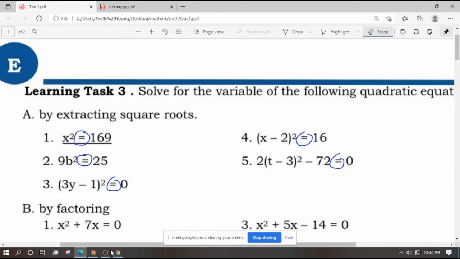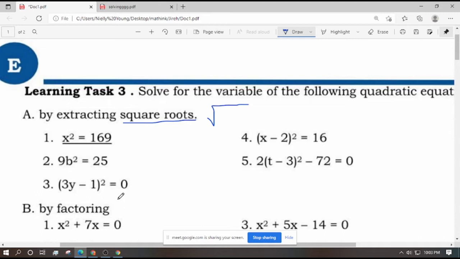So let us solve now the variable for the following quadratic equations. Letter A, it is said here, by extracting square roots. Meaning, there is no more square, and we will use square roots. The symbol of square root is like this.